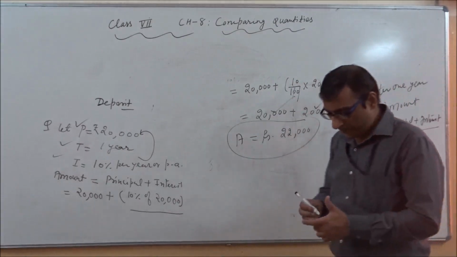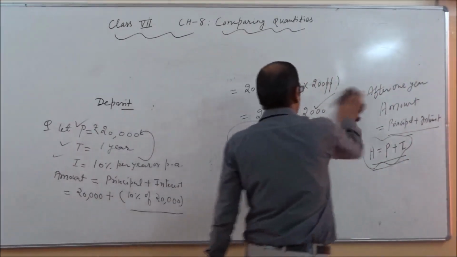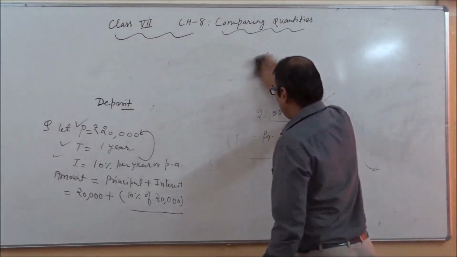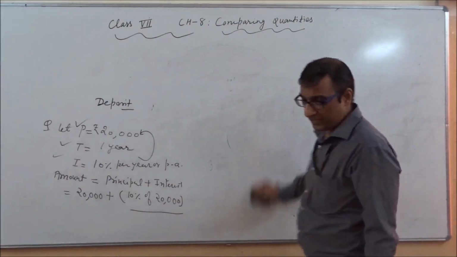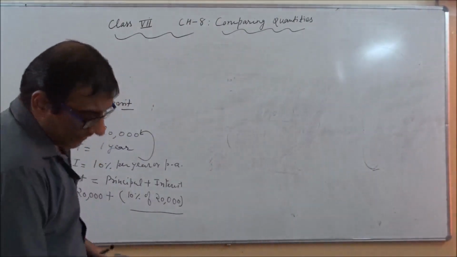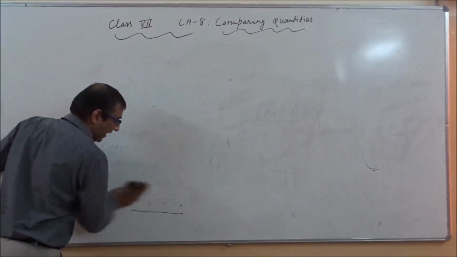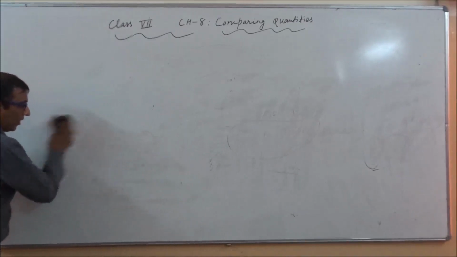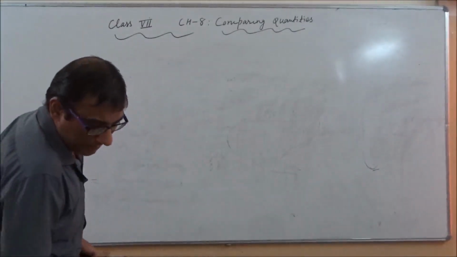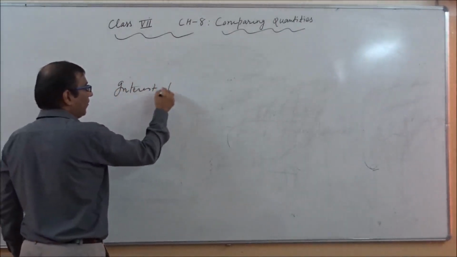But what happens if we take the time more than 1 year? If the time is more than 1 year, we will go with some formula, and the name of the concept is interest for multiple years. So at that time, how can we calculate simple interest? So the next concept is related with interest for multiple years.